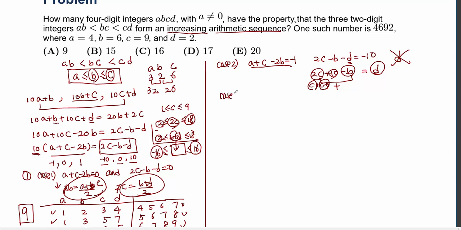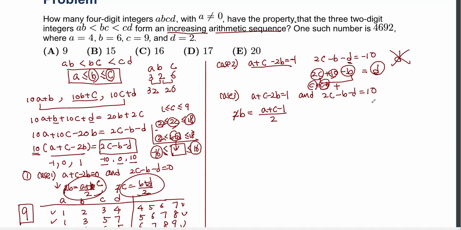What about the next one? Case 3. a plus c minus 2b equals 1, and 2c minus b minus d is now positive 10. That's possible, right? We know that. Now let's find it over here. How can you find 2b? 2b equals a plus c minus 1, right? When you divide it by 2, that is b, isn't it?